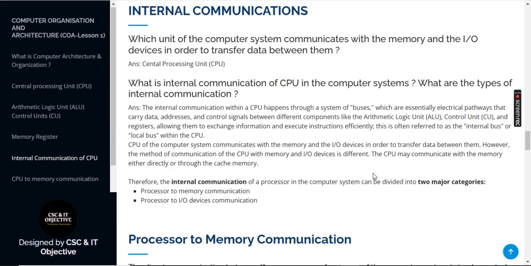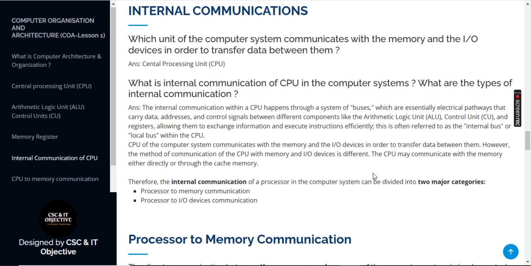What is the internal communication of the CPU? In the computer system, what are the types of internal communications? The internal communication within a CPU happens through a system of buses, which are essentially electrical pathways that carry data, addresses, and control signals between different components like the arithmetic logic unit, control unit, and registers, allowing them to exchange information and execute instructions efficiently. This is often referred to as the internal bus or local bus within the CPU.